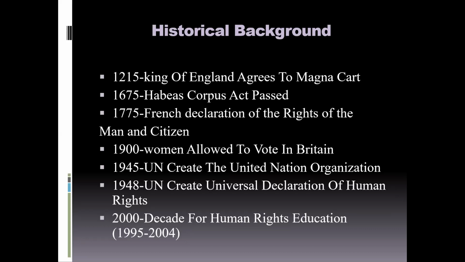In 1945, 51 countries joined together to form the United Nations and to pledge themselves to take joint and separate action to protect human rights. It was followed by the Universal Declaration of Human Rights, which was adopted by the General Assembly in 1948. In 1966, the Convention on Economic, Social and Cultural Rights and the Convention on Civil and Political Rights. And lastly, in 2000, the Decade for Human Rights Education.